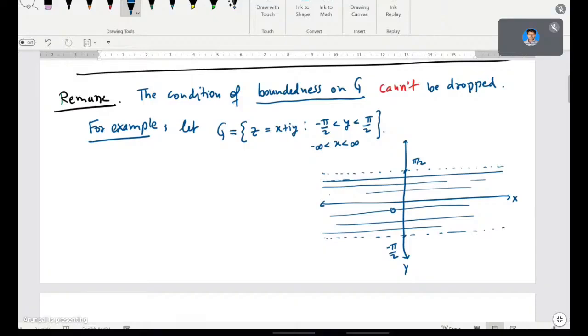Yes. Right. So it means this is very clear that G is not bounded. Clearly, G is not bounded. There is nothing much to explain in it. This is not bounded, it is just obvious. Now, define this function.